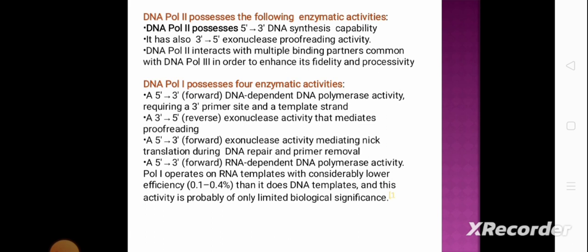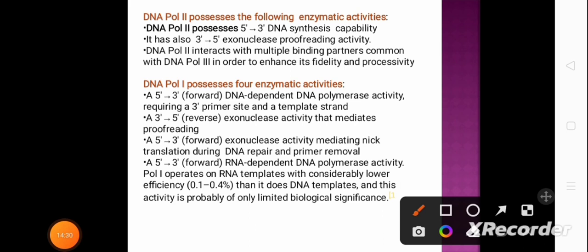Next, we discuss the enzymatic activities of DNA pol I. DNA pol I possesses a 5' to 3', that is forward, DNA-dependent DNA polymerase activity, requiring a 3' polymerase site and a template strand. The 3' to 5', that is reverse, exonuclease activity mediates proofreading. Next, DNA pol I also possesses a 5' to 3' exonuclease activity that mediates nick translation during DNA repair and primer removal. So this nick translation activity is present in DNA pol I.